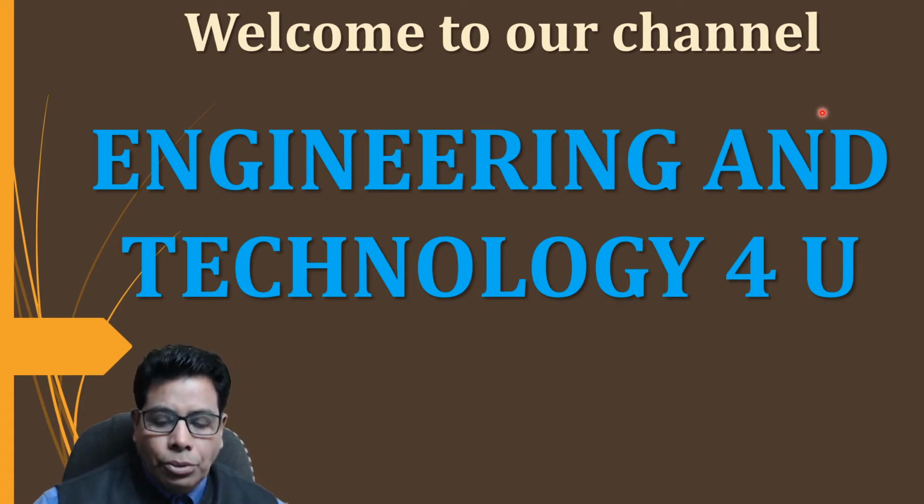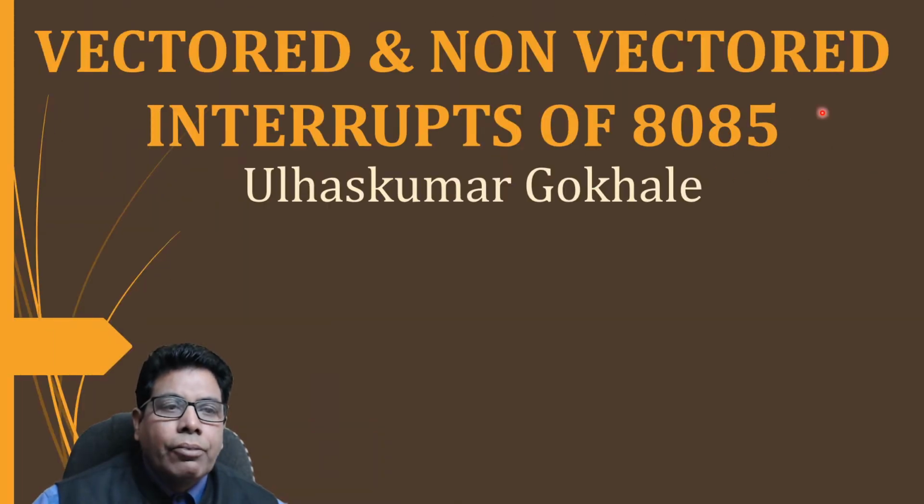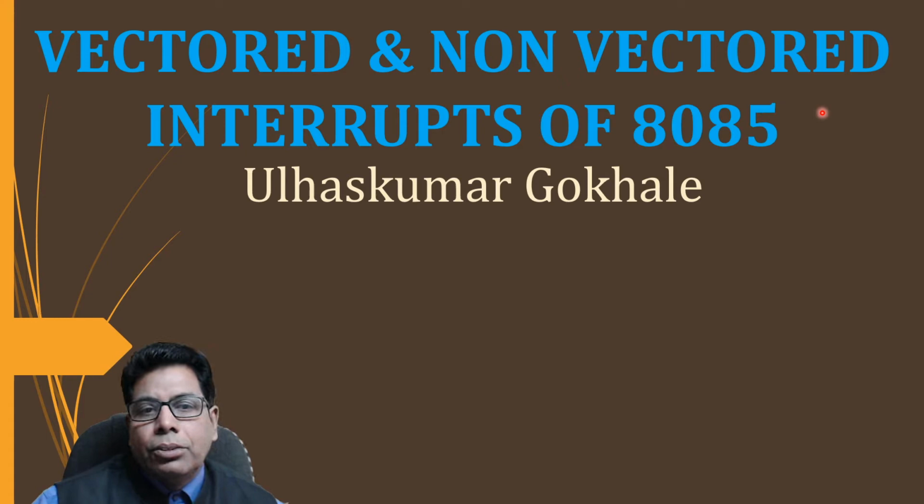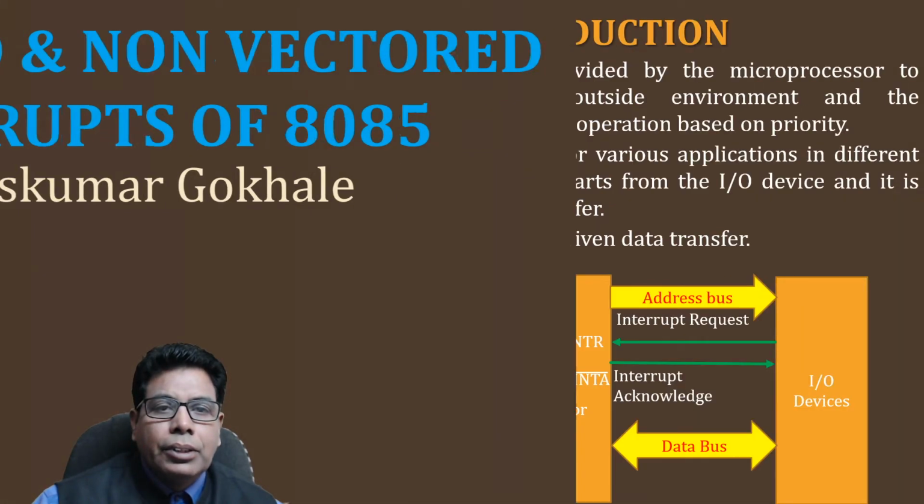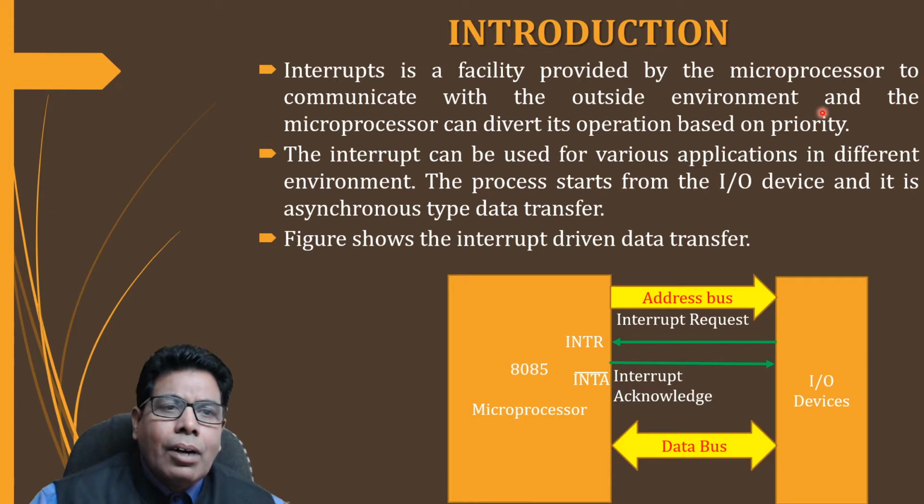The topic for today is vectored and non-vectored interrupts of 8085. Let us start with the introduction. Now, as we already said, interrupt is a facility provided by the microprocessor to communicate with the outside environment. That means whenever any peripheral device wants to communicate with the microprocessor, the microprocessor provides lines or pins for communication, and they are nothing but the interrupt pins.